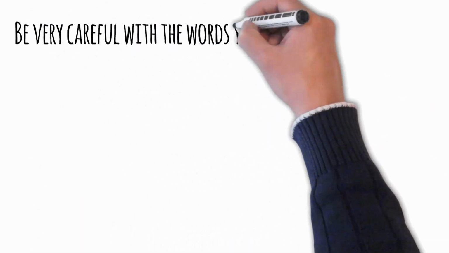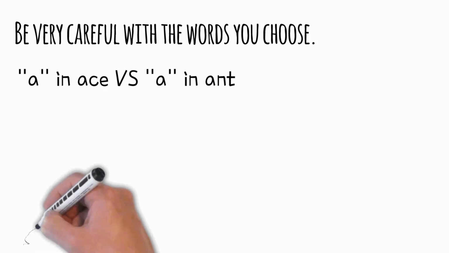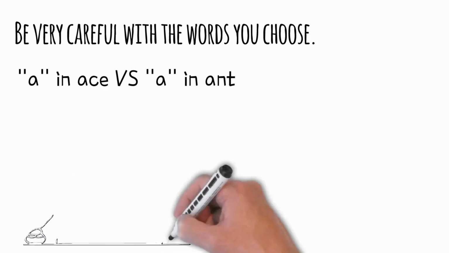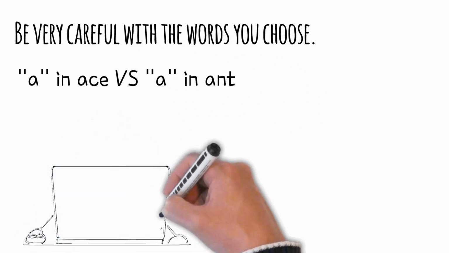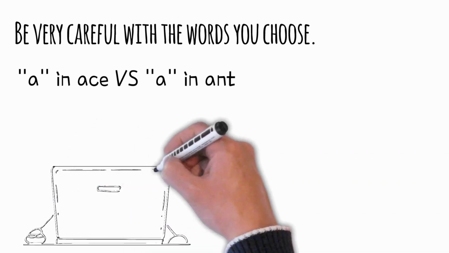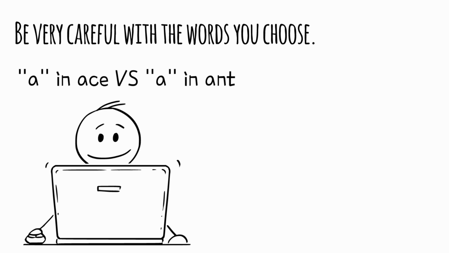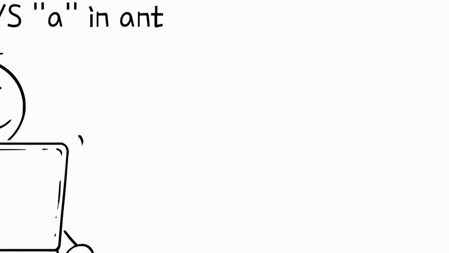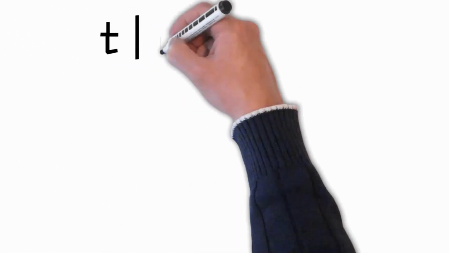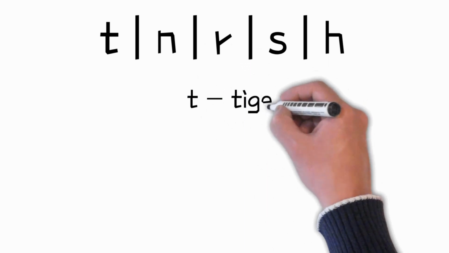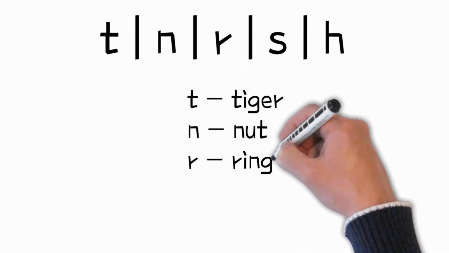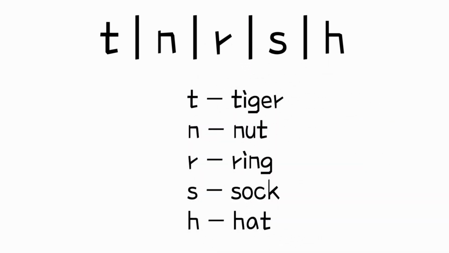Be very careful with the words you choose as the pronunciation can be different to the phonic you are teaching. For example, the A sound in ace is quite different to the A in aunt. Remember to teach the words first and then show their association to each phonic. After around 3 lessons, teach your students another 5 letters. The most commonly used consonants in the alphabet are T, N, R, S, H. Tiger, nut, ring, sun, hat.